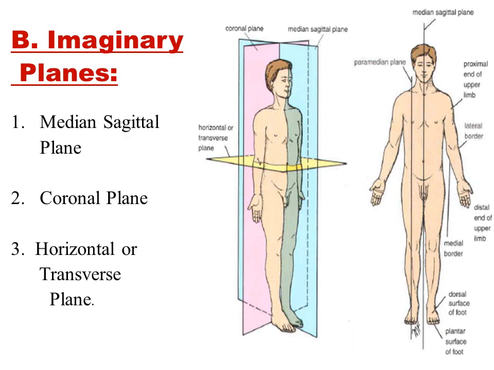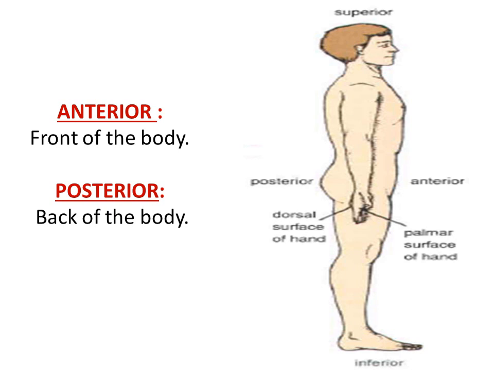There are three planes, very important in anatomy and used in radiology: the median sagittal plane, the coronal plane, and the horizontal or transverse plane. You can see this man in the longitudinal coronal plane. Horizontal is called transverse, and the median sagittal plane. There are three important planes. Now the types of position. Number one, anterior and posterior. Anterior means the front of the body; posterior, the back of the body.